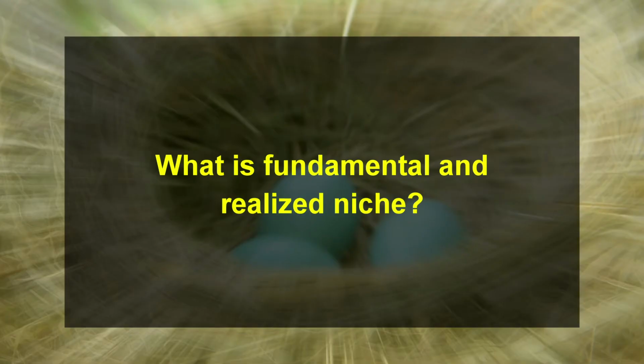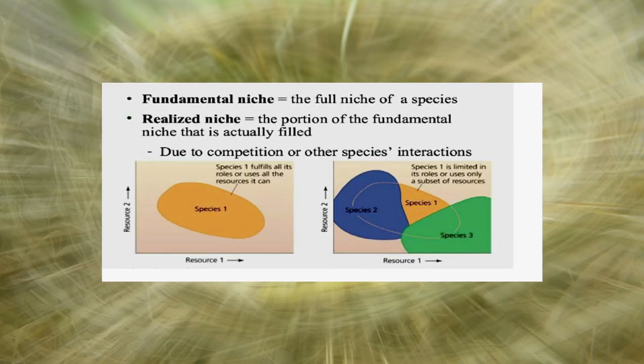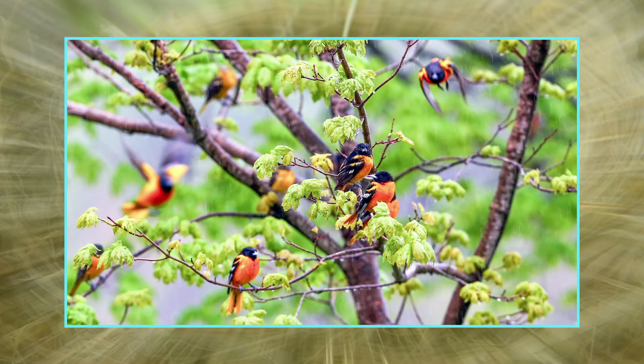Now, what is fundamental and realized niche? The entire set of resources which could physiologically be used by any one organism is normally referred to as its fundamental niche. Hutchinson designated the entire set of optimal conditions under which a given organismic unit can live and replace itself as its fundamental niche. It is thus a hypothetical idealized niche in which the organism encounters no enemies, such as competitors or predators, and in which its physical environment is optimal.